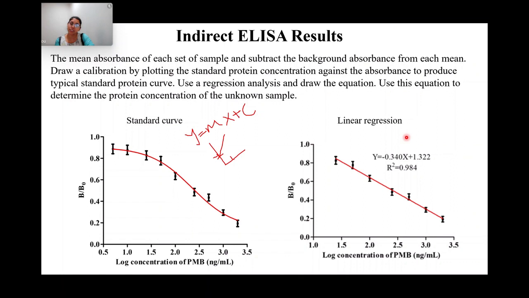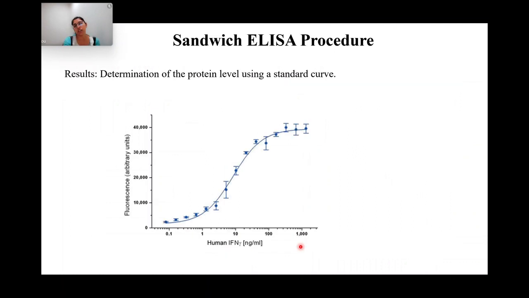The previous one was a downward slope. This one is in increasing order because we have plotted in increasing order of concentration. So that's why this curve looks this way, but the idea remains the same: you have a standard curve here, you get your equation from this, and then you put in the absorbance for your sample, and from that you calculate the concentration of your sample.